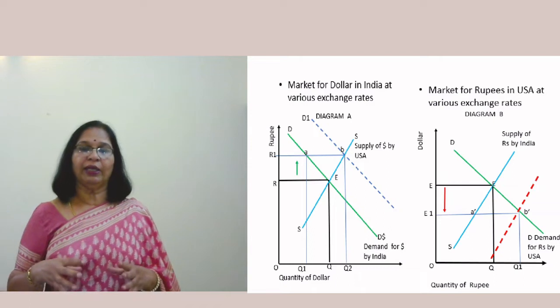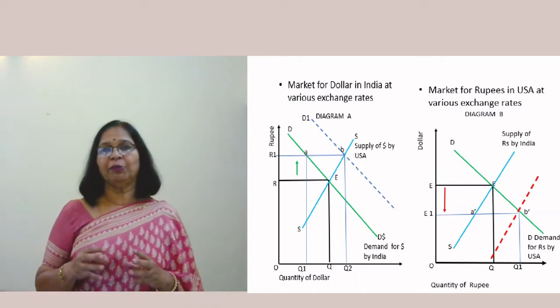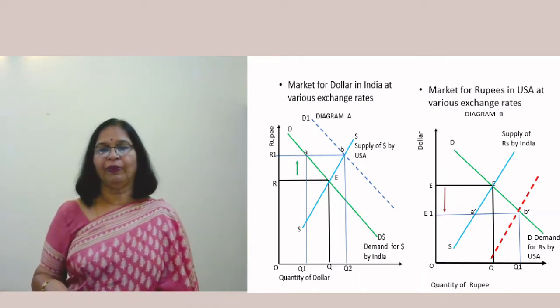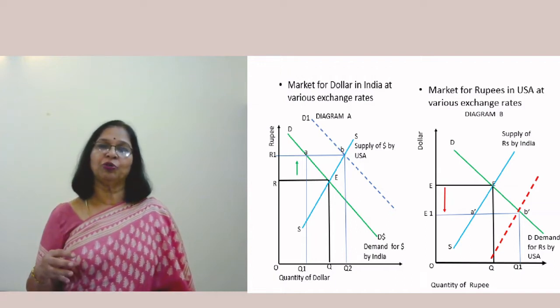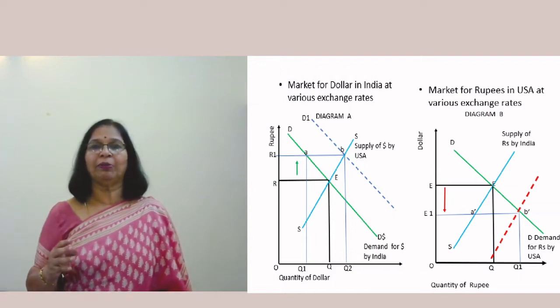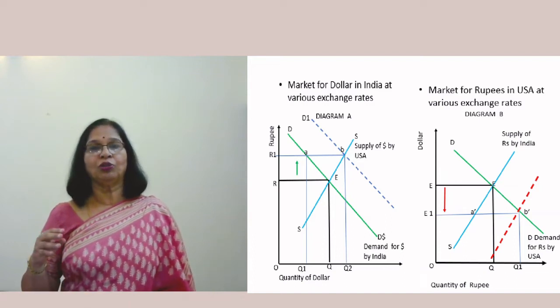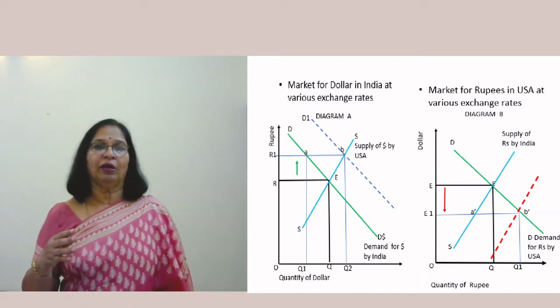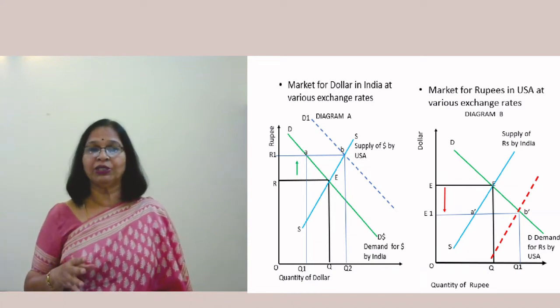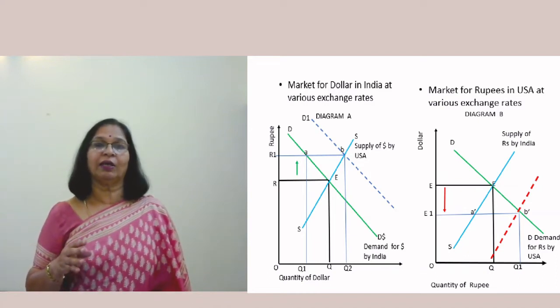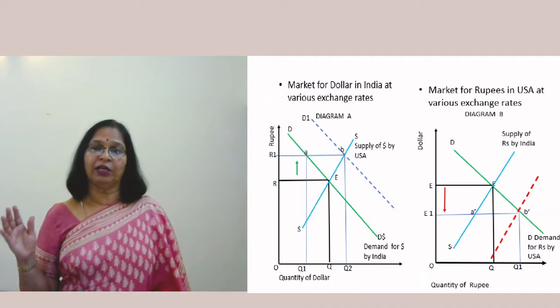So the green line in this first diagram indicates the demand for dollar by India. Why demand for dollar? India may require more dollars to make payments to the US, or there might be investors from India who want to withdraw their funds and go and invest in the US. So the capital flow can be a major reason why foreign currencies are demanded.